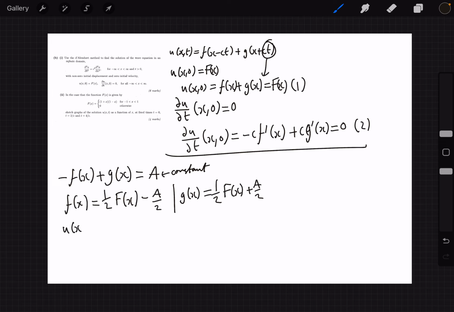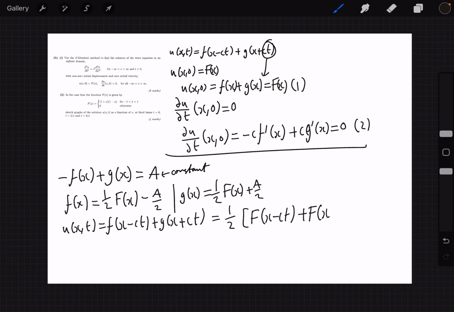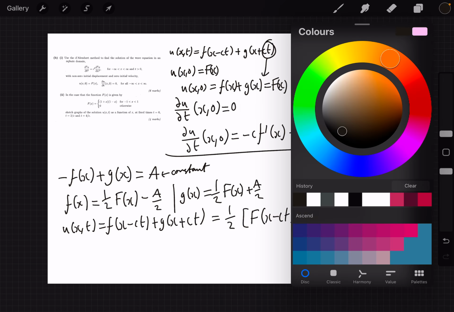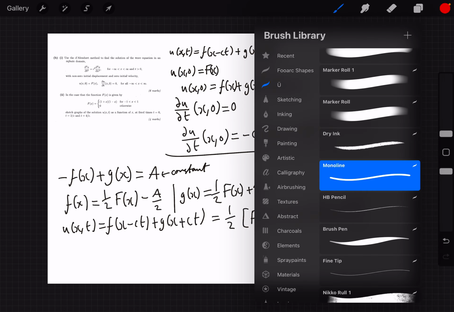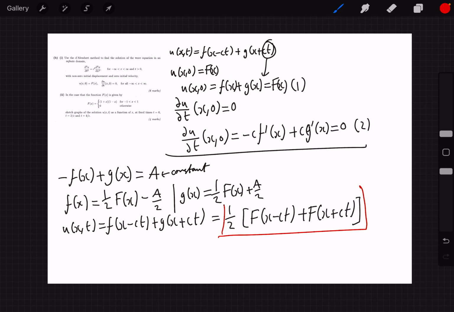Therefore, u(x,t), I'm just going to write out in full, is this: half f(x minus ct) plus f(x plus ct), because obviously the constant a cancels out as you add these two terms together. Let me just put this in red. Sorry, I'm not very good at this. So this is our answer. Cool.